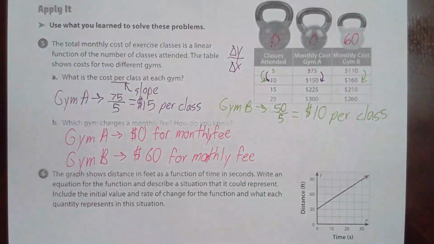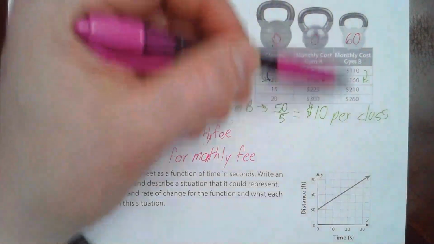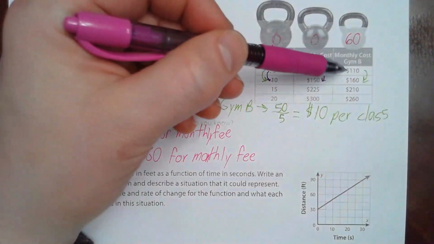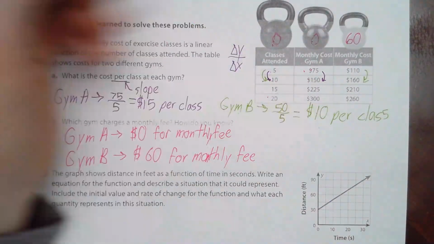Okay, so that's really important to be able to compare, right? Because imagine needing to pick between the two. If you're not going to attend very many classes, well, let's definitely go with Gym A. But if you're attending a lot, go with Gym B.